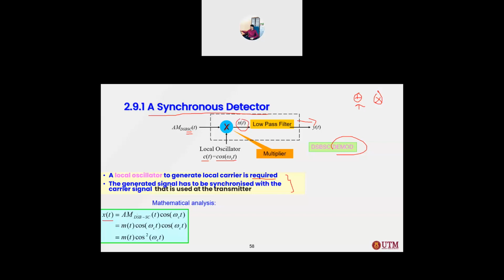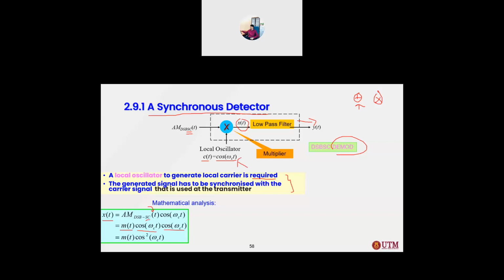Then you have AM double sideband suppressed carrier in time domain. Don't forget the t. Then mixer with the cos omega ct. Then you expand it. You know that in amplitude modulation double sideband suppressed carrier, you don't have carrier. You only have the message signal or modulating signal. That's why you only have m(t) here. This is the modulating signal. This one is the carrier signal. This one is the one being introduced by the local oscillator, cos omega ct.